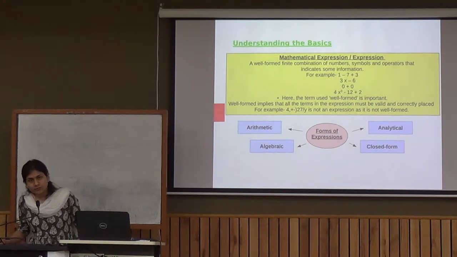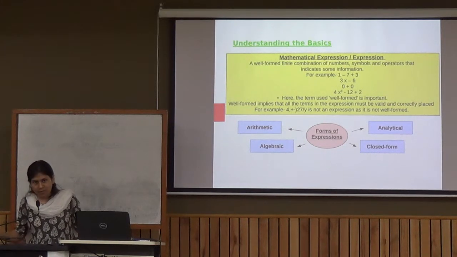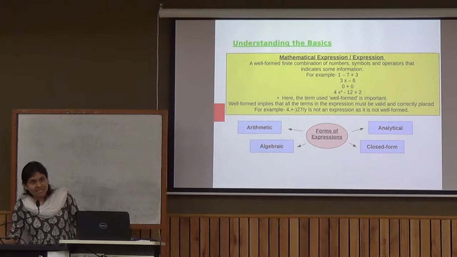To begin with, let us first understand the basics. What do we really mean by the term mathematical expression or simply an expression? A well-formed finite combination of numbers, symbols and operators that indicates some information is called a mathematical expression. For example, 1 minus 7 plus 3. Now this term here constitutes a certain information. This can be very well solved by BODMAS and hence we denote a number, which is very well meaningful.